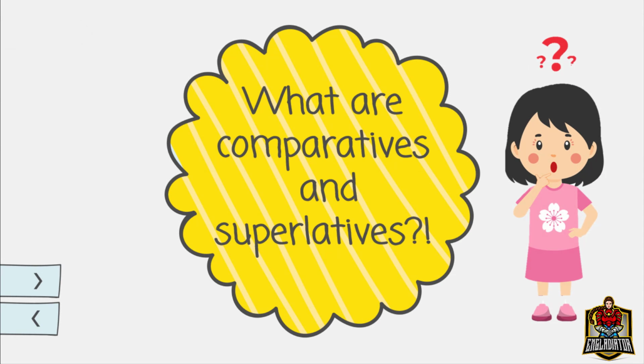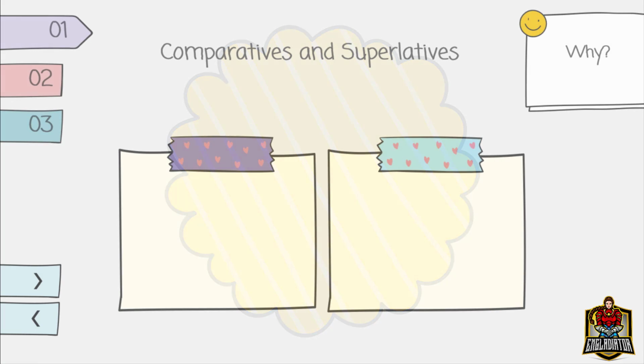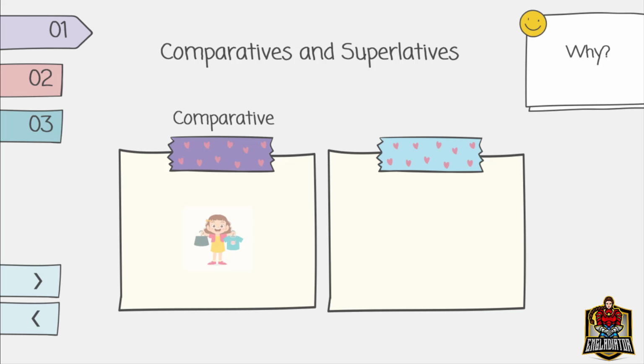So, what are comparatives and superlatives? We use comparatives and superlatives to say how people or things are different. We use a comparative adjective to express how two people or things are different. In order to say that someone or something has a superior or inferior quality or size, you must use the comparative form.